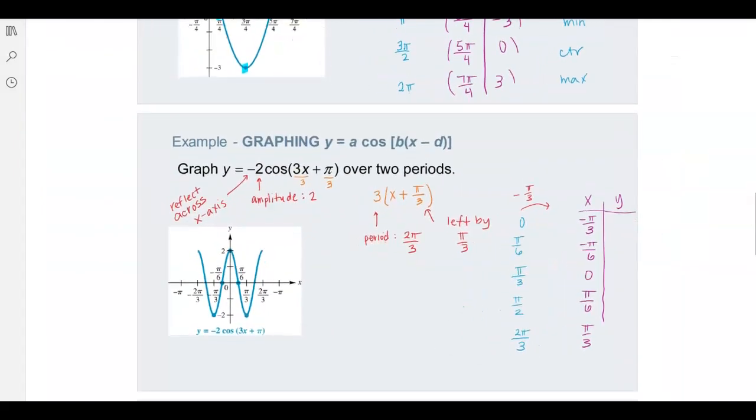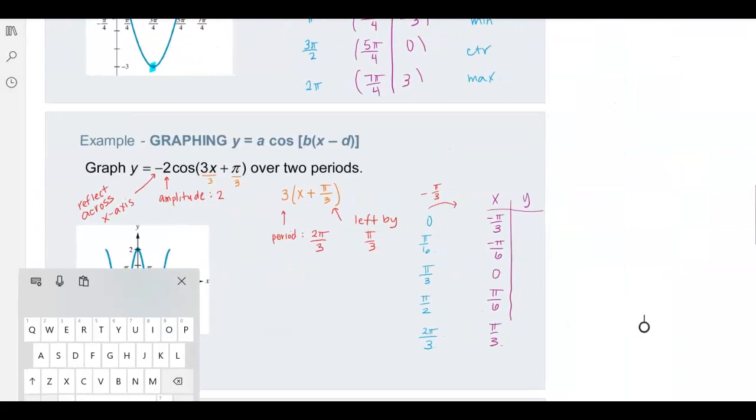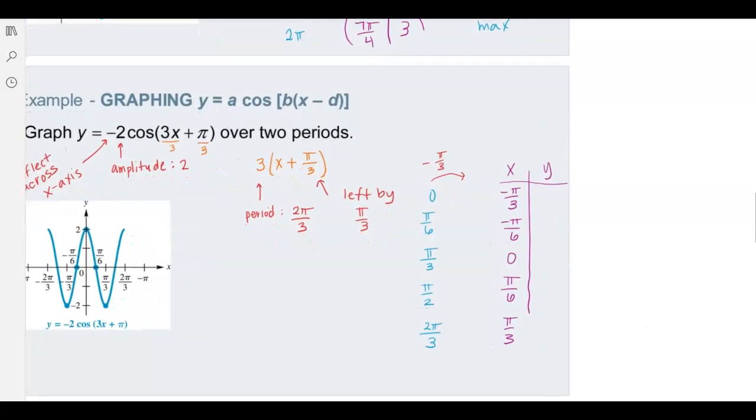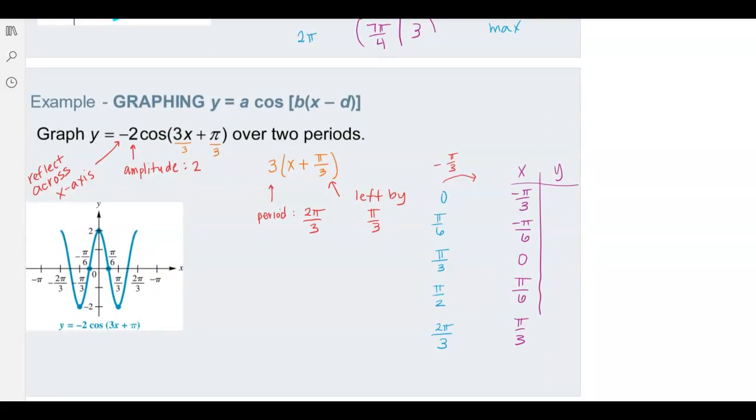For the y values, for cosine, normally we start at the max, go to the center, min, center, max. This is the pattern that cosine normally follows. But because we're reflecting over the x-axis, all of the max and min values are going to switch, right? Because we're reflecting over the x-axis.